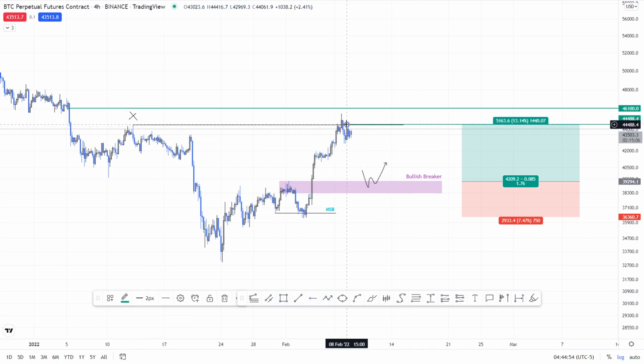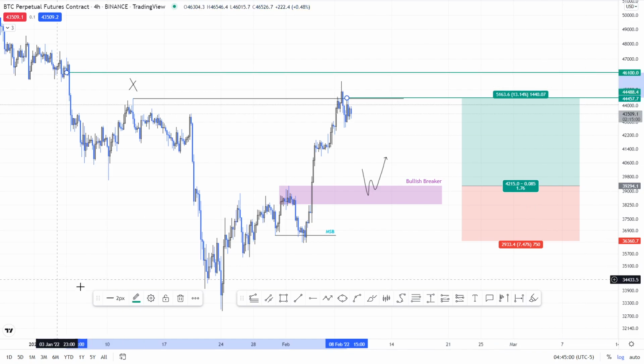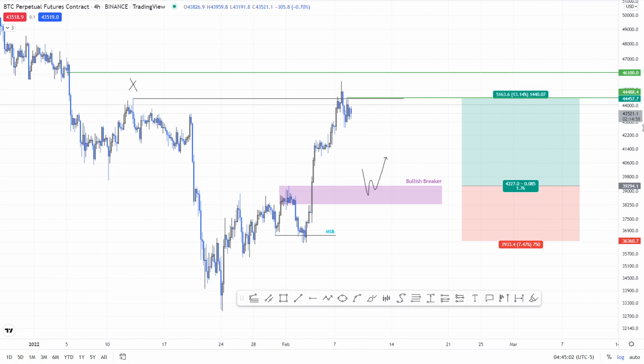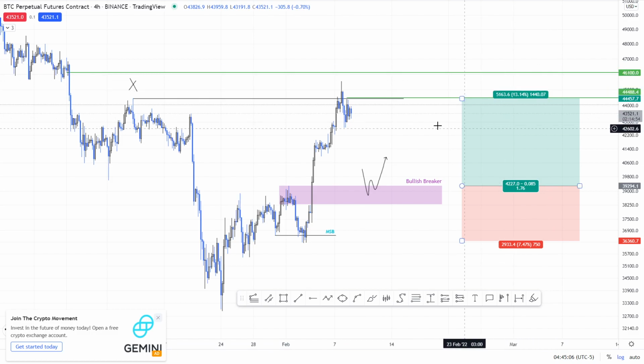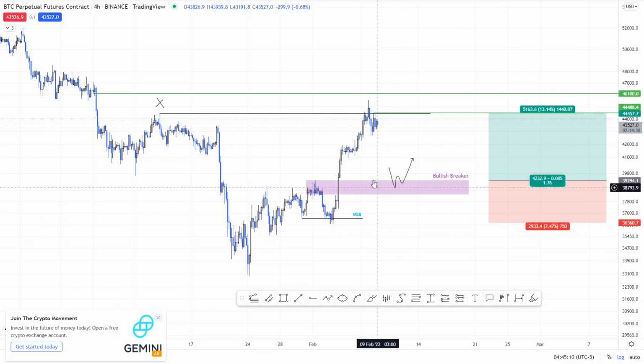So let me just mark it out. These are the two levels where I would be taking profits. Let me change the color so it's visible. So 44.4k and 46.1k is where I would be booking profits. So this is a minor long opportunity that I'm looking at. For now, I'm not going to trade or enter any long positions for altcoins. I'm going to wait for a retest of this particular breaker, which is when I would be scoping out a lot of altcoins to enter long positions.